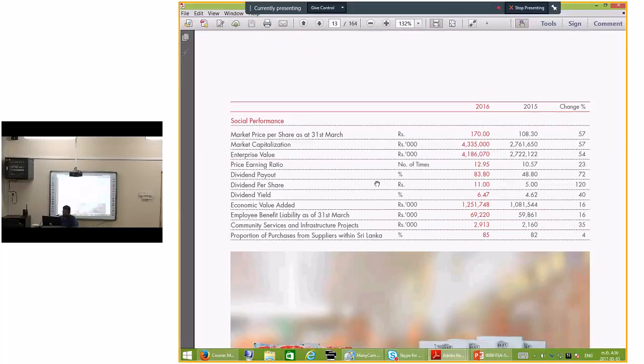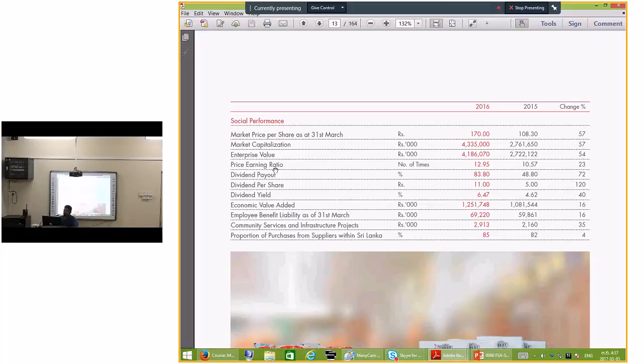They are attracting this information. Then market price per share as at 31st March. Then you can see additional details: market capitalization, enterprise value, price earning ratio, another important ratio for investors. Then as per 2015, 10 point something, then 2016, 13. From that point of view, the price earning ratio is not so good.